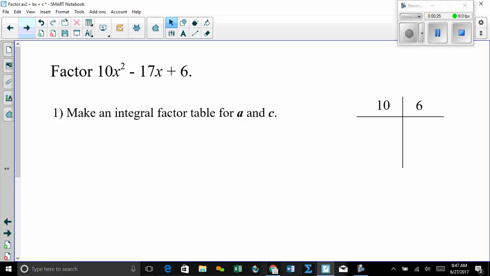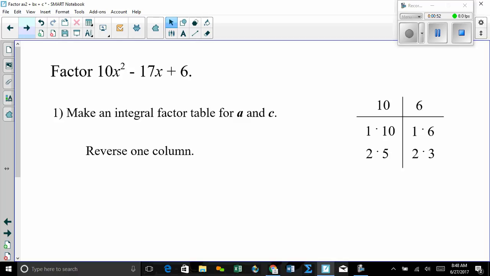The integer factors for 10, we could do 1 times 10 or 2 times 5. The integer factors for 6, we could do 1 times 6 or 2 times 3. You can write these pairs in any order. I try to be systematic when I'm doing it, though. I want to try to develop a pattern if I can. Next, though, we have to reverse one column.